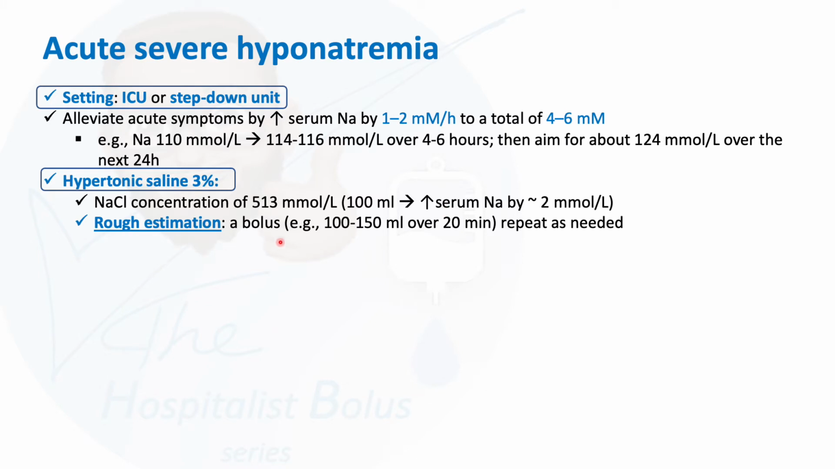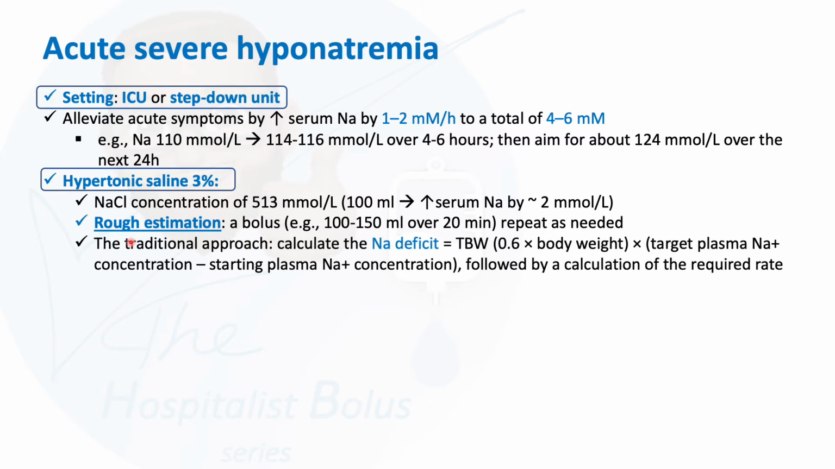Maybe a rough estimation or a simpler way to do that is to give a bolus, which is about 100 or 150 ml over 20 to 30 minutes, and then check the sodium again and see what the level is. Then you can repeat these doses as needed until you get to the goal of the acute management here. So this is a rough estimation, but it's simpler and it makes the management a little bit easier.